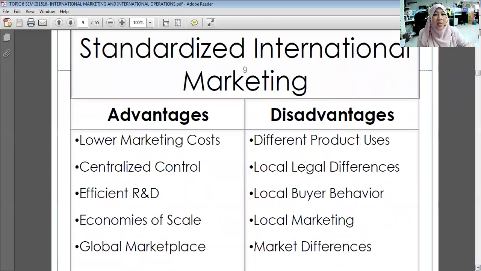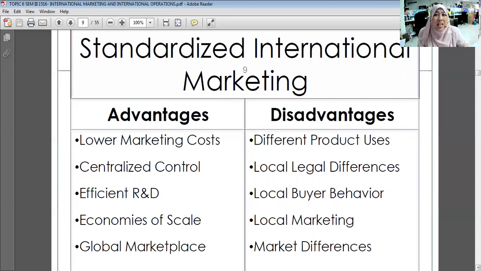For the first one, in terms of standardized international marketing, the advantage is lower marketing cost. Why lower marketing cost? Because in terms of the marketing itself, you do not need to customize for every single one of your customer countries. You just focus on every country accepting the standardized international marketing, and in terms of cost, it's very low. And the second one, centralized control. Because you are the home country, you will centralize control over every single country that you expand your products or services to, meaning you control how the marketing is done.